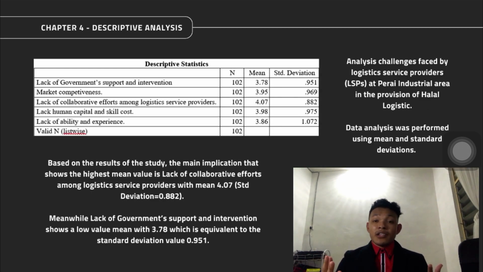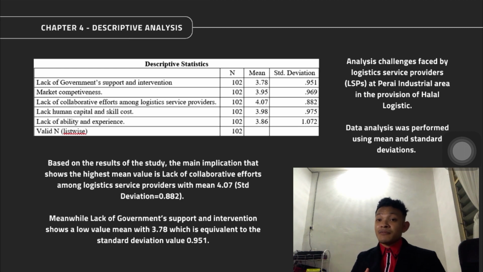For the next part in the descriptive analysis, I will explain about challenges, current strategy, prospective strategy, and halal logistics service provider. I will explain about each factor. Analysis of challenges faced by logistics service provider at product industry area in the provision of halal logistics. Data analysis was performed using mean and standard deviation, as you can see at the table. Based on the result of the study, the main implication that shows the highest mean value is lack of collaborative effort among logistics service providers, which is mean 4.07 and standard deviation 0.882. Meanwhile, the lack of government support and intervention shows a low mean value, which is 3.78, equivalent to the standard deviation value 0.951.